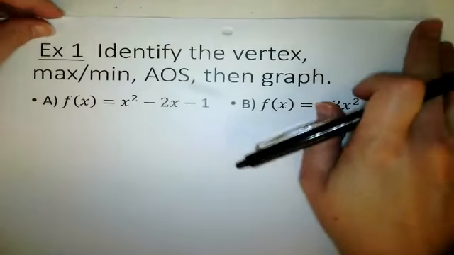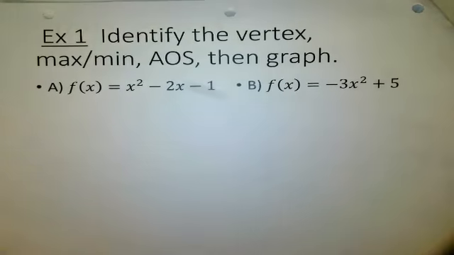All right, example 1. Example 1, identify the vertex, the maximum or minimum value is what they want. AOS stands for axis of symmetry. And then we're going to sketch a really quick graph. Okay, the super easy graph.